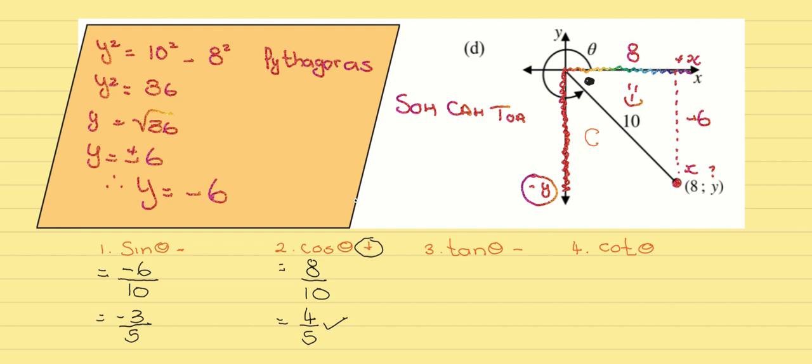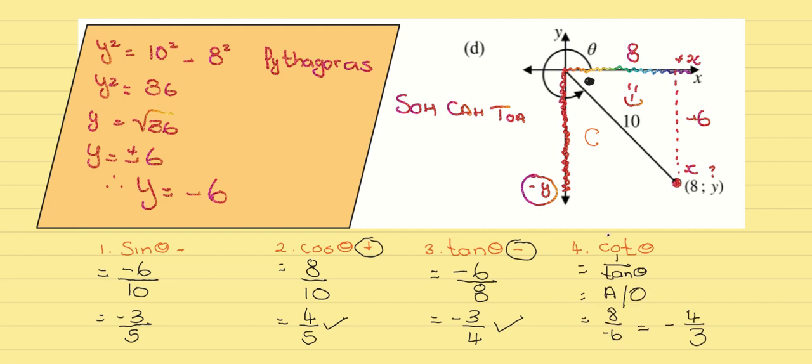Finally, or second last one, tangent of theta. Tangent is opposite over adjacent. The opposite side here is negative 6, and the adjacent side is 8. And simplified, this is going to be negative 3 over 4. Okay, again we expected that because this is not tangent's quadrant, so tangent will be negative here. The last one is cot.